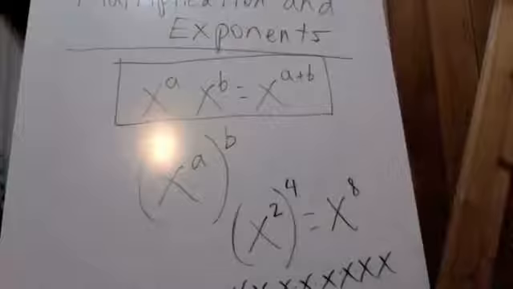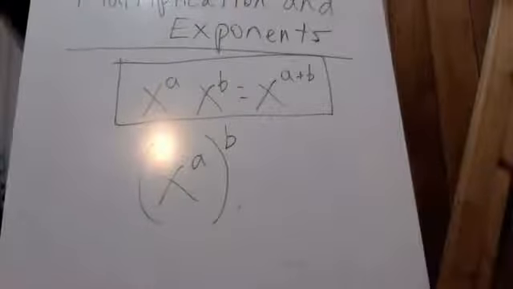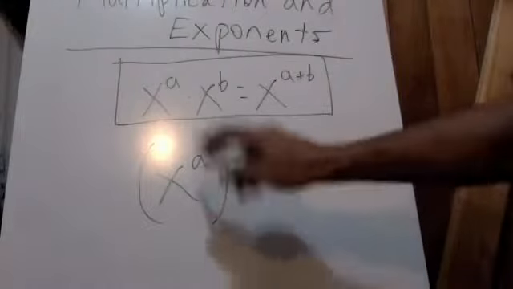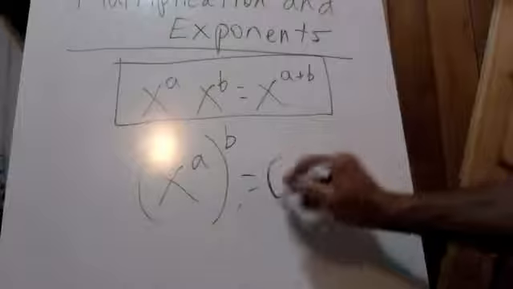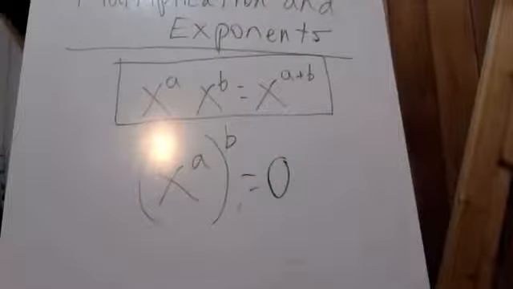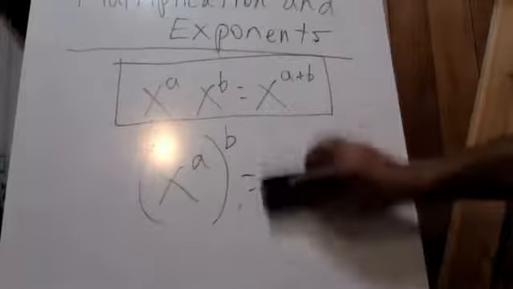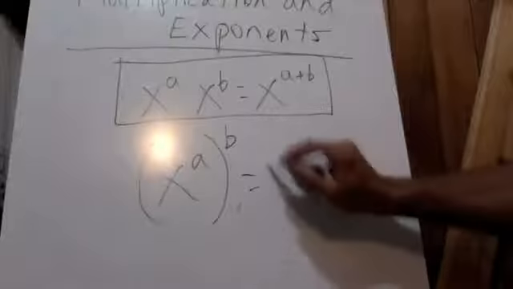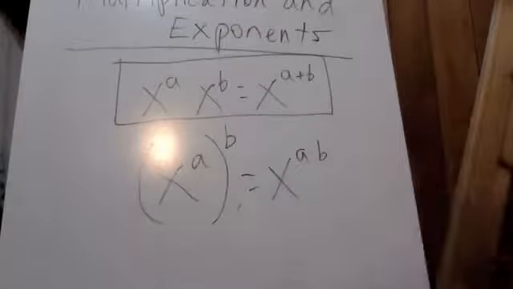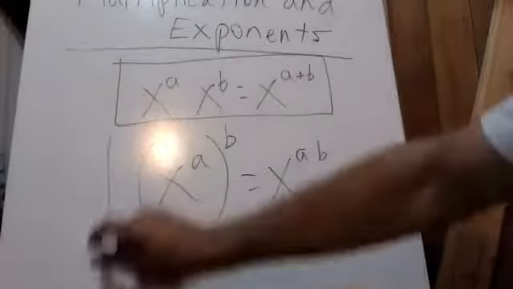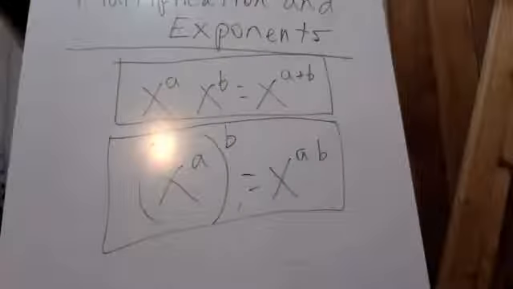And our general rule for this kind of multiplication, if we have x to the a to the bth power, it's going to be x to, oh, not a, sorry. It's going to be x to the a times b power. So there's the two formulas for multiplying exponents.